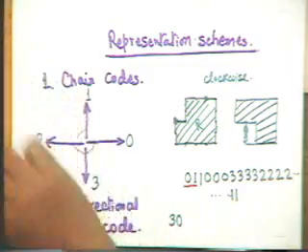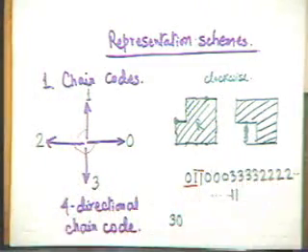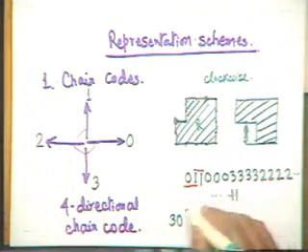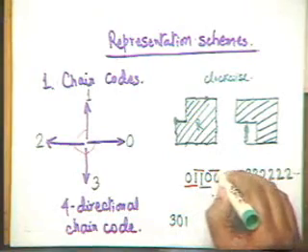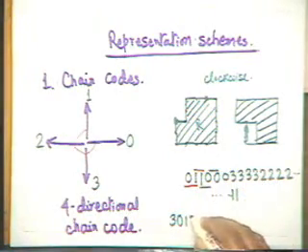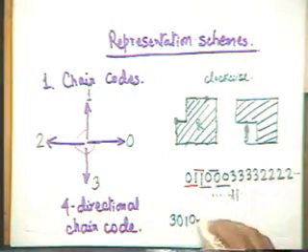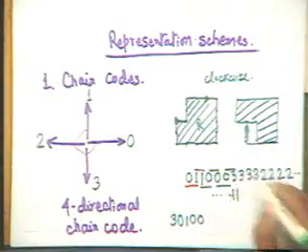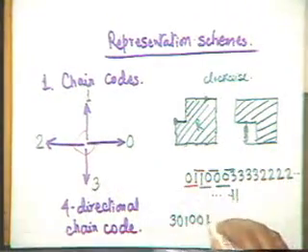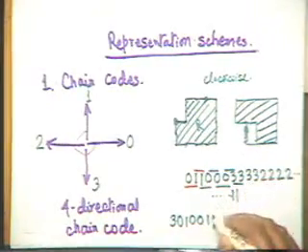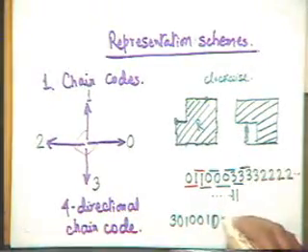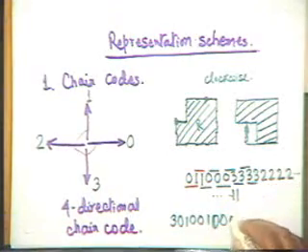So when we are traveling from 1 to 1, it is 0. Whenever we are traveling from 1 to 0, how many direction changes? 1 direction change. Okay. Again 0 to 0 is 0 direction change. Again 0 to 0 is 0 direction change. 0 to 3 is 1 direction change. 3 to 3 is 0 direction change. This one is 0. This one is 0.